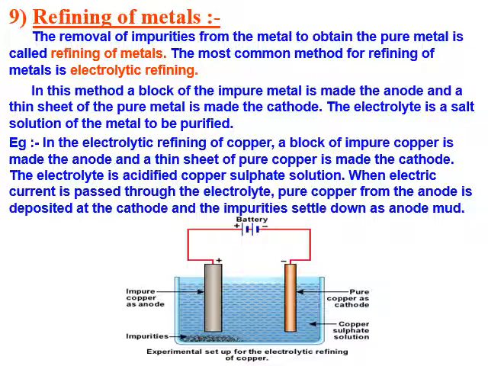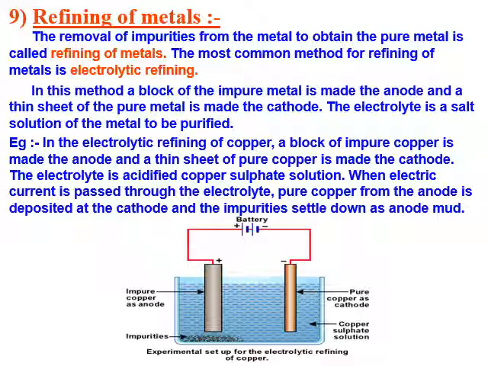Refining of metals. The removal of impurities from the metal to obtain pure metal is called refining of metals. The most common method for refining is electrolytic refining. In this method, a block of impure metal is made the anode and a thin sheet of pure metal is made the cathode. The electrolyte is the salt solution of the metal to be purified.